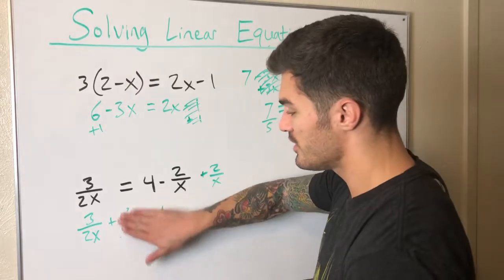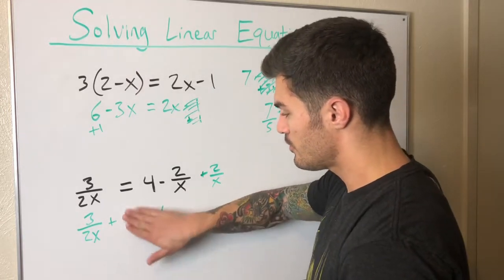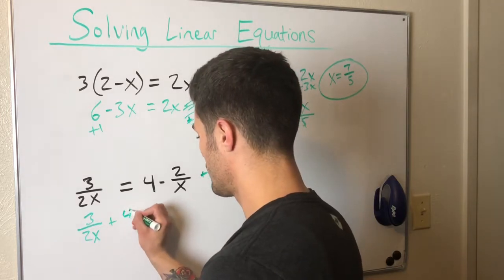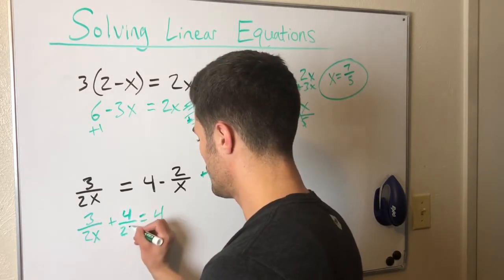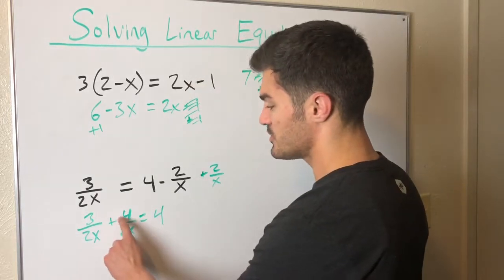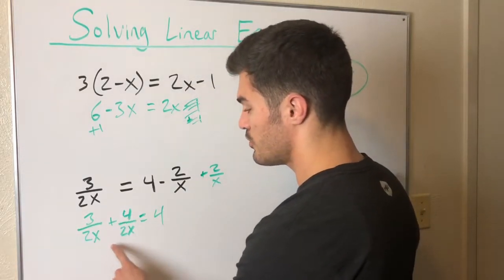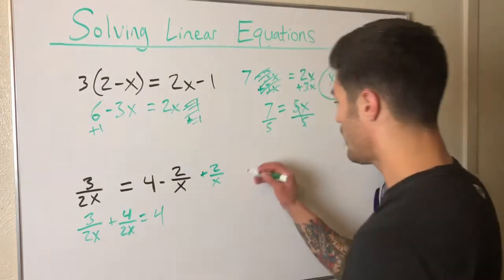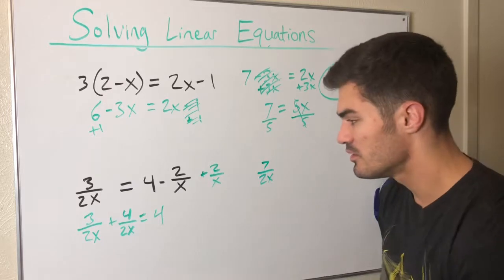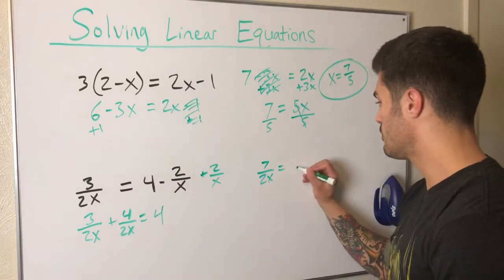So I'm just going to rewrite it here. 3 over 2x plus 4 over 2x. Okay, now what? Now I can just add. 3 plus 4 is 7. So that's 7 over 2x when I combine them. I'll rewrite this over here: 7 over 2x equals 4.